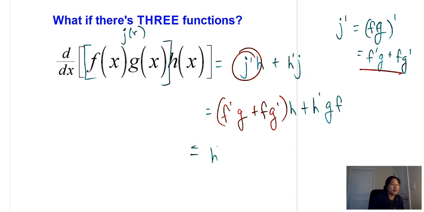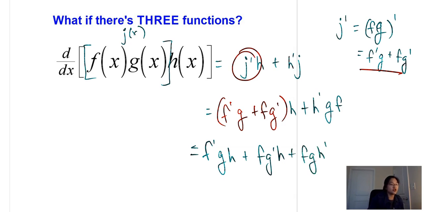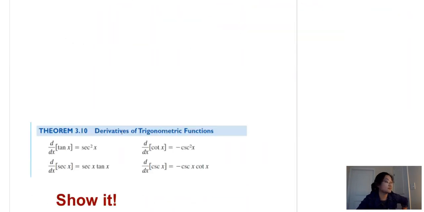So then we get f prime g h plus f g prime h plus f g h prime. And this is nice. You just go through, you parse through the derivatives when you have a product of multiple things. It's not too bad.